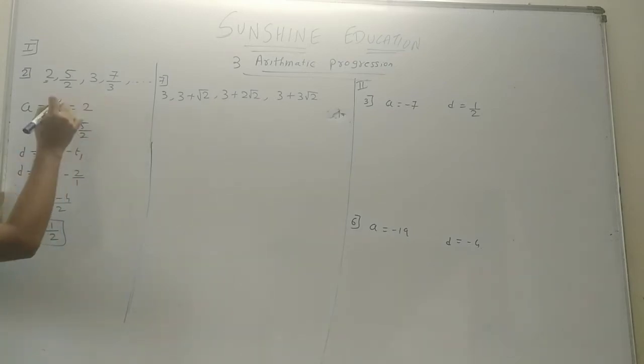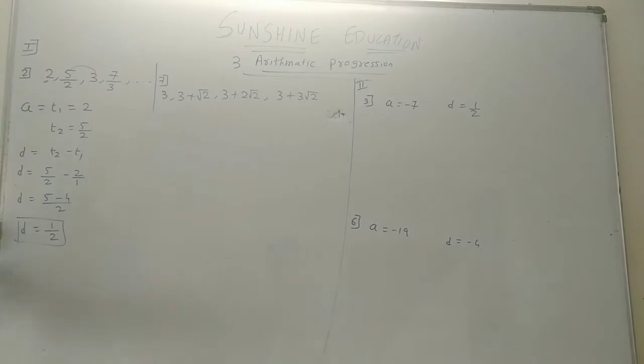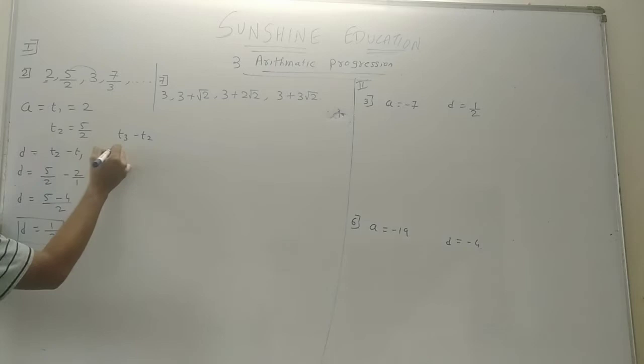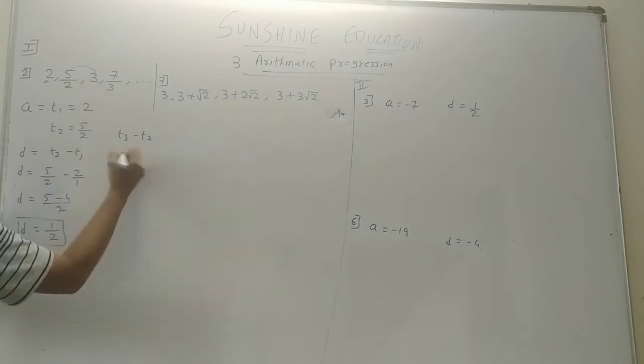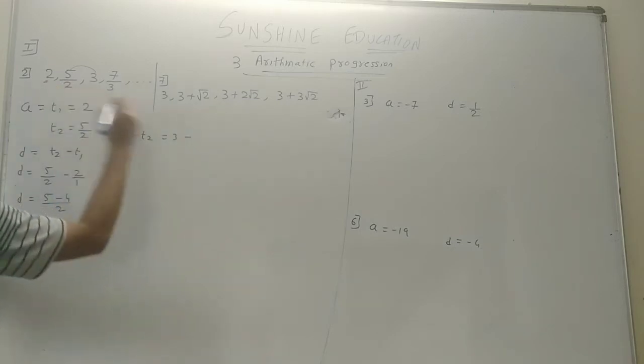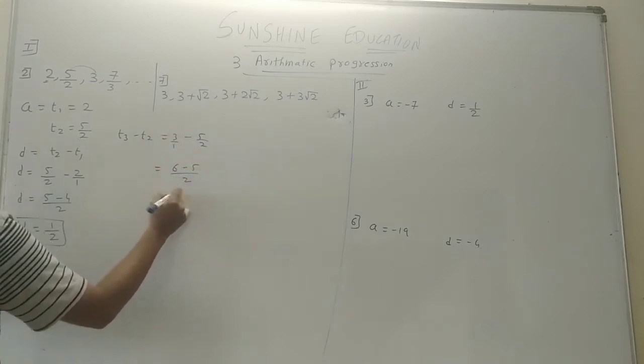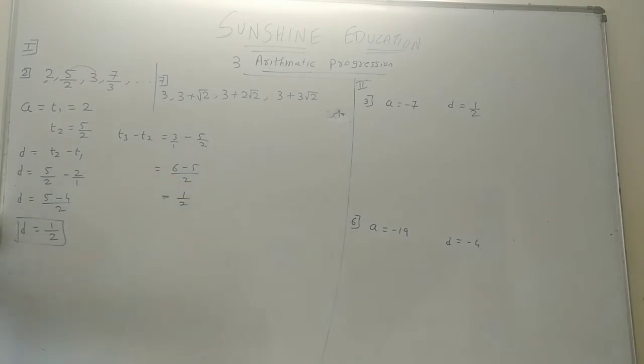Now, again I will find out T3 minus T2. Only one difference will not help. T3 minus T2. So what is T3? You can say this is 3. Minus T2 is 5 upon 2. When we cross multiply it, 3 2s are 6, 5 1s are 5 upon 2. 6 minus 5 is 1 upon 2. So here also the difference is 1 upon 2.